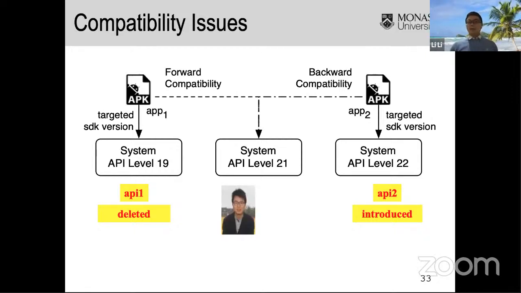And suppose I'm the poor person who has a smartphone running the Android API level 21, and I want to use these two apps. So what will happen? Most likely both of the apps cannot run on my device. Both of them will crash because API 1 and API 2 are not available on my device, right? Because they are either deleted before or introduced later. So that's the compatibility issues we are mentioning in this work.